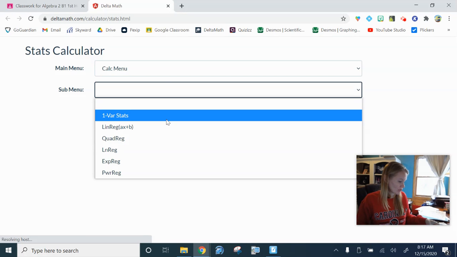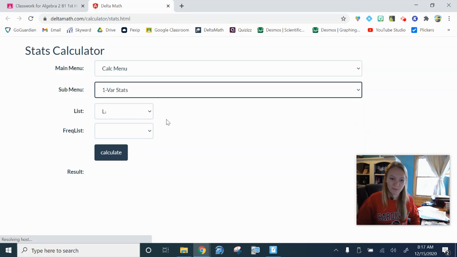There's all these other types of regressions that we can do. We're going to talk about that at the end of the year. But since I know right now not everybody has a graphing calculator in front of them, this is the next best thing. So I'm going to do one variable statistics.